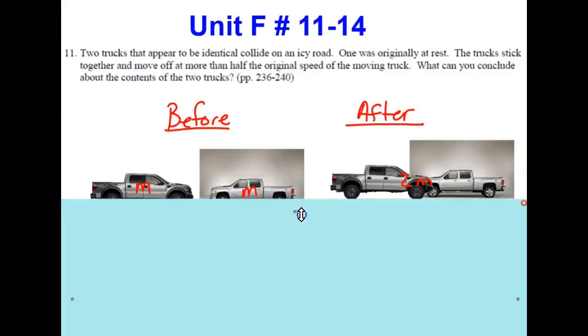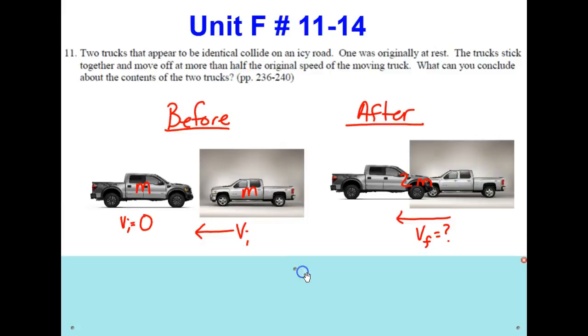If we start with a before and after diagram, showing the situation that we have here. We have one truck of mass M. They appear to be identical. Another truck with the same mass M on a collision course. This truck is at rest. This truck has initial velocity VI to the left. Afterwards, these trucks are stuck together, so they have a combined mass of 2M.